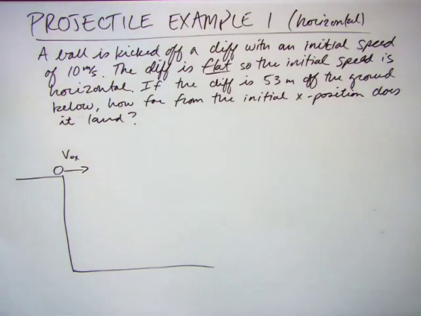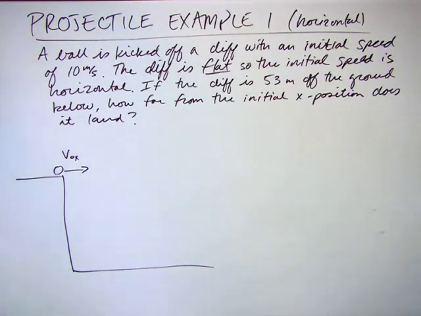Okay, in this video, let's look at the first example problem, a horizontal projectile. So we have a ball. This goes back to our intro video. The ball that's kicked off the cliff has an initial speed, in this case, of 10 meters per second. The cliff is flat, so the initial speed is horizontal. The cliff is 53 meters off the ground below. How far from the initial x position does it land?